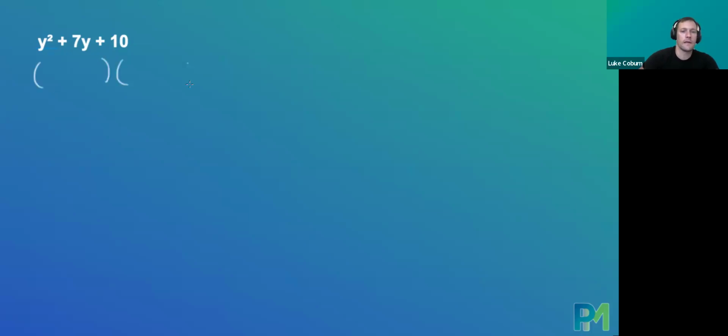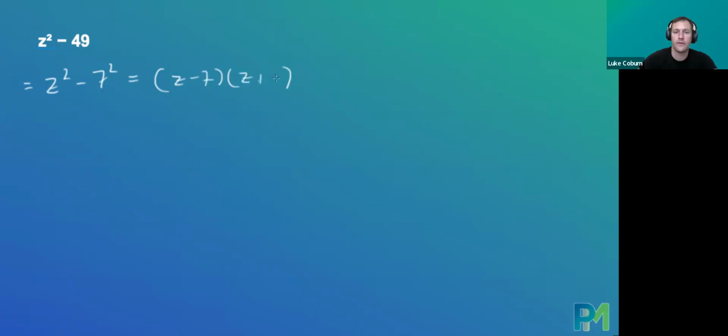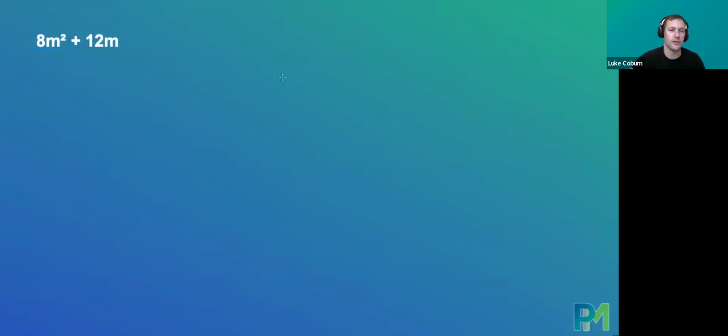So I'm going to split these up. It's exactly the same thing. Y and Y, two numbers that multiply to give me 10 and add to give me 7: 2 and 5. This one here, I have Z squared minus 7 squared. So that's going to be Z minus 7, Z plus 7, and I'm done. So I'm not being intimidated by the fact that they have different symbols, I'm using the same kind of method, okay?